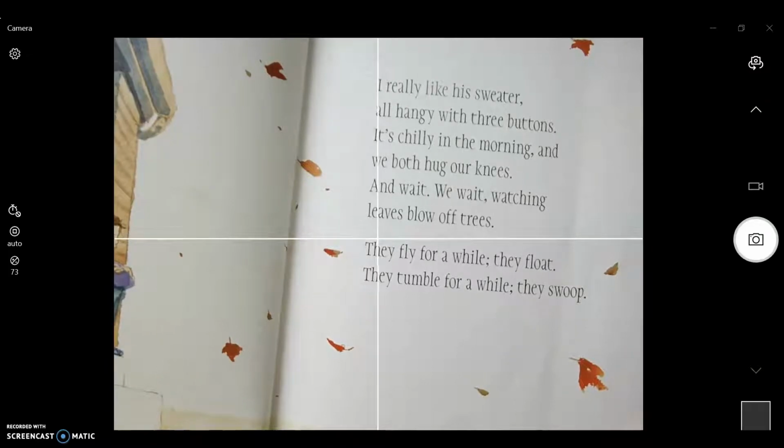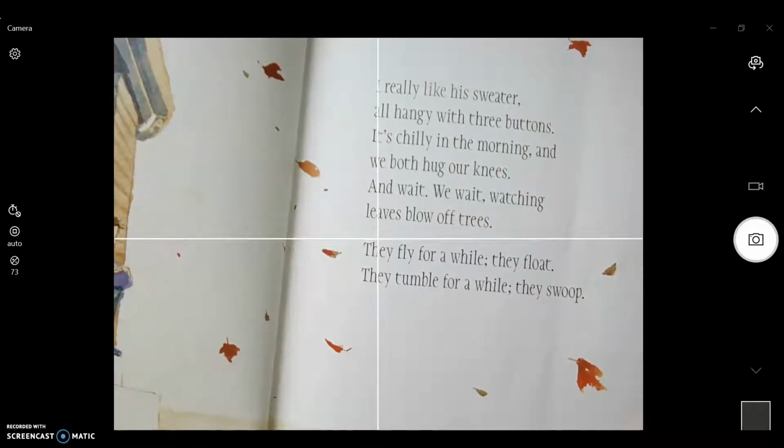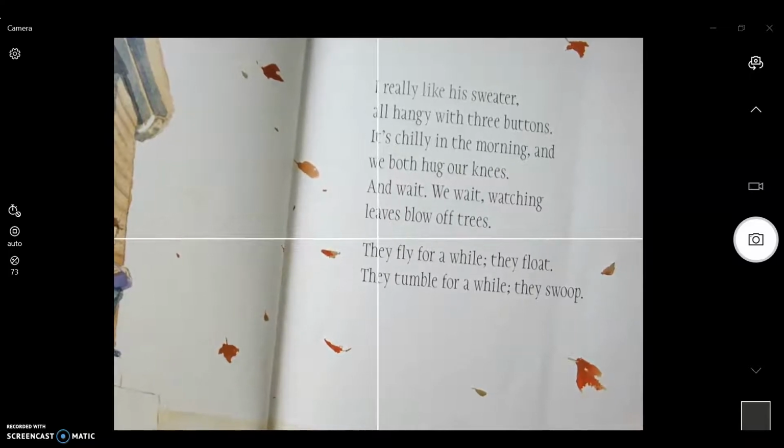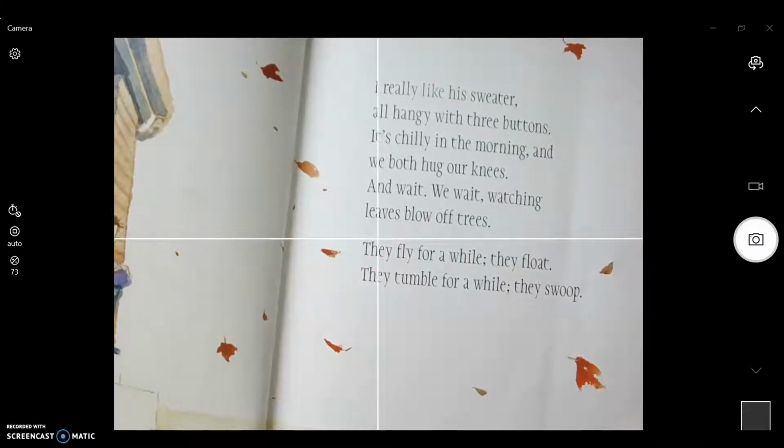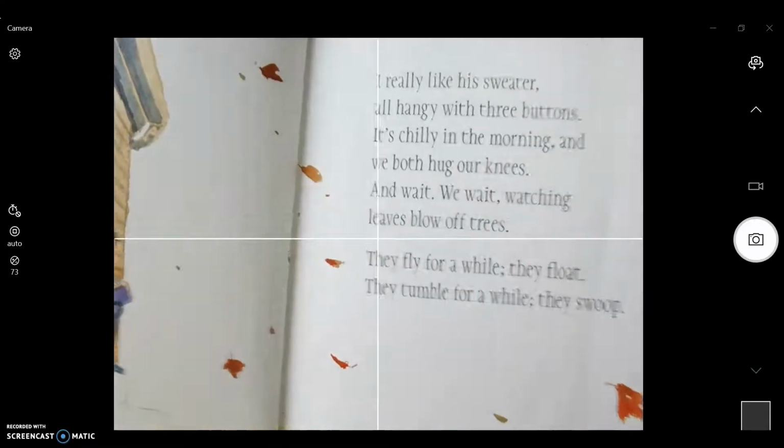I really like his sweater, all hangy with 3 buttons. It's chilly in the morning and we both hug our knees and wait. We wait, watching leaves blow off trees. They fly for a while, they float, they tumble for a while, they swoop.